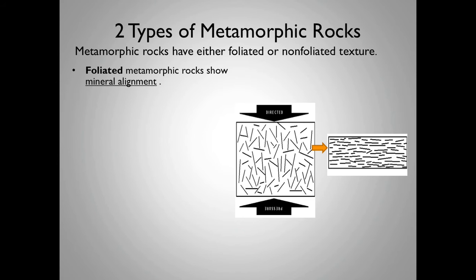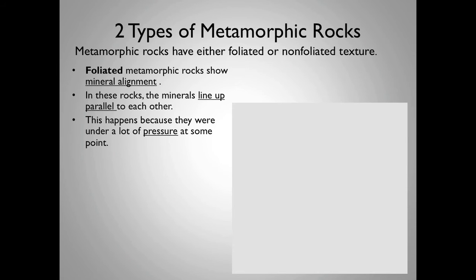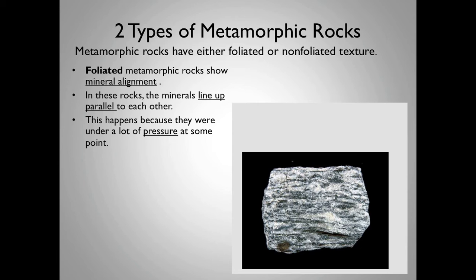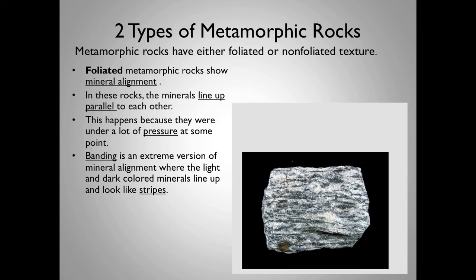So foliated metamorphic rocks show mineral alignment. In these rocks, the minerals line up parallel to each other. And this happens because the rock was under a lot of pressure at some point. So you'll see the actual minerals lined up. There's an extreme version of this called banding, where the minerals line up by density. And because density and color match up in minerals, the light and dark colored minerals alternate. So they form sort of striping, and that striping is called banding. It's an extreme version of foliation.